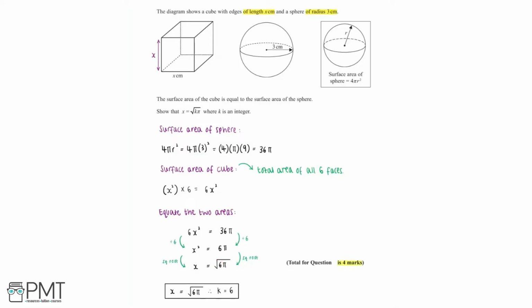Now this question is worth 4 marks. We get the first mark for finding that the surface area of the sphere is equal to 36 pi. We get the second mark for finding that the surface area of the cube is equal to 6x squared. We get the third mark for saying that 6x squared is equal to 36 pi. And we get the fourth and final mark for using this in order to find that x is equal to the square root of 6 pi, and so k is equal to 6, allowing us to achieve the full 4 marks needed in this question.